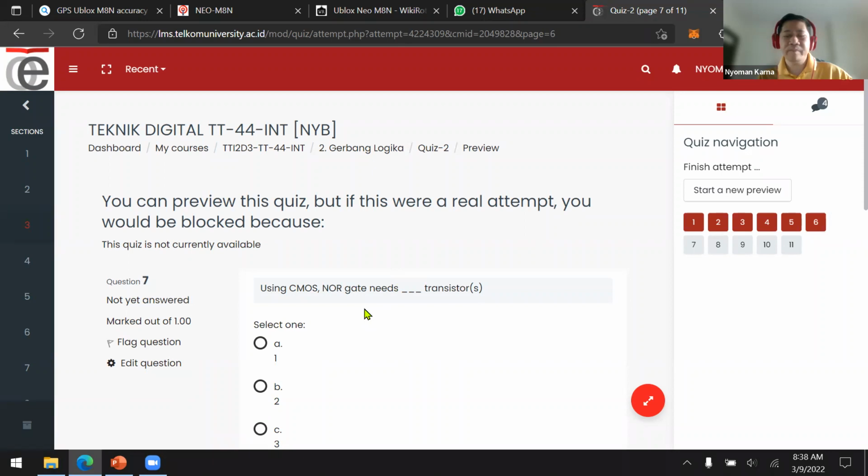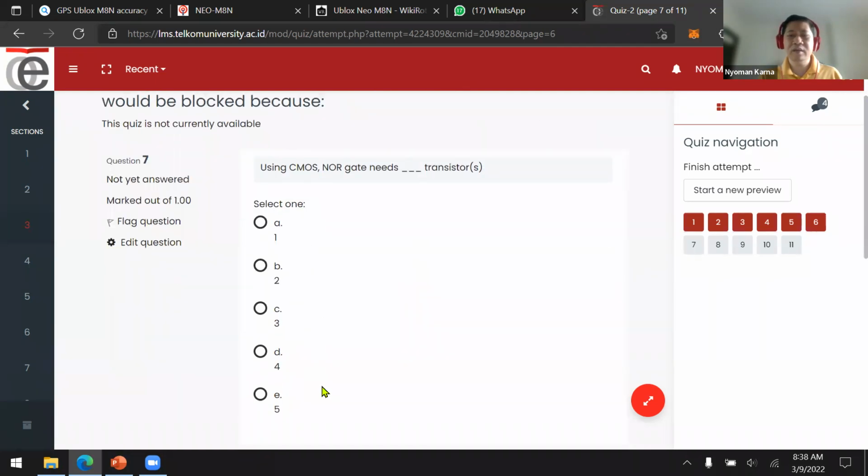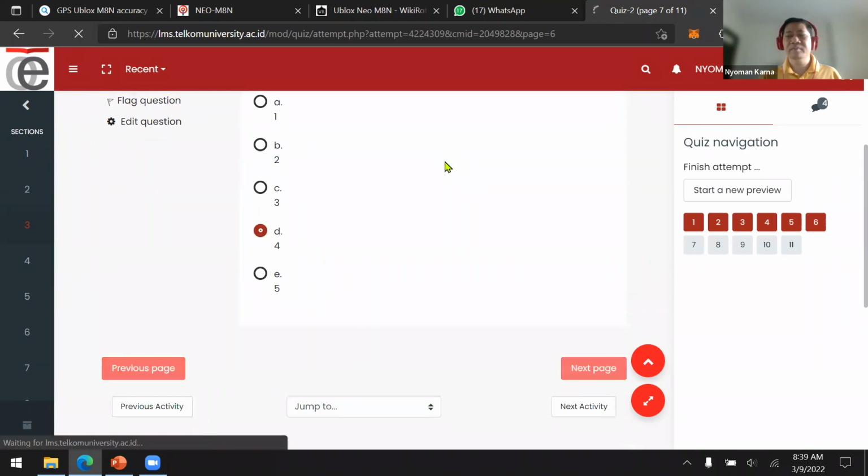Now, how about the NOR gate? Just the same thing as the NAND gate, it's just using a different combination. In the NAND gate, the PMOS is in parallel, but in the NOR gate, the PMOS is in series, and the NMOS is the one in parallel. But the total number of transistors needed to build the NOR gate is still 4 transistors. Okay, next.